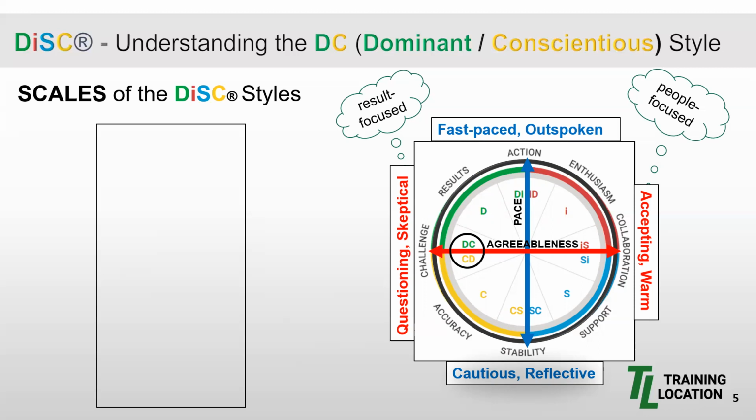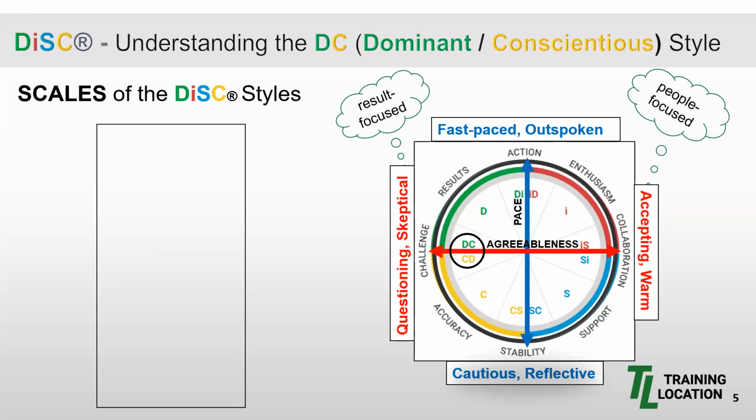For example, the DiSC/CD styles are physically paired together as such. And as such, they share style qualities. We'll see as we go on. The same is true of the DI, the ID, and the IS and SI proximity, and the CS and SC proximity.